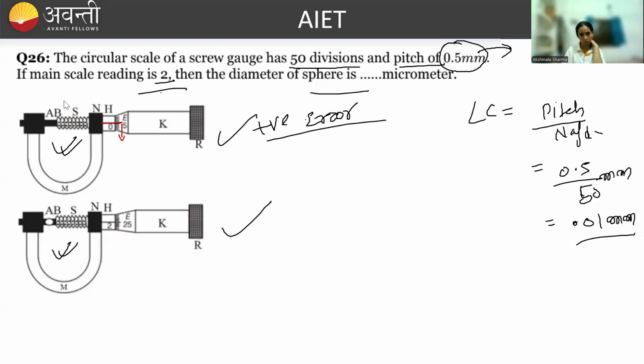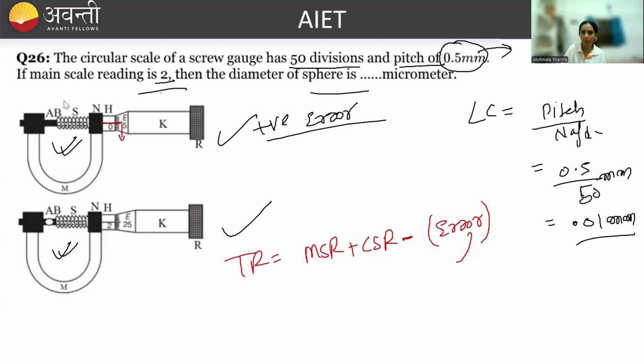So in that case, what you need to do here, total reading will be equal to main scale reading plus circular scale reading minus error. And if error is positive, then it will be positive. Okay. So main scale reading 2 unit, 2 into 0.5 millimeter plus circular scale reading. Here, the second diagram shows you with object, that is the reading value. Here 25 of circular scale is coinciding with main scale.